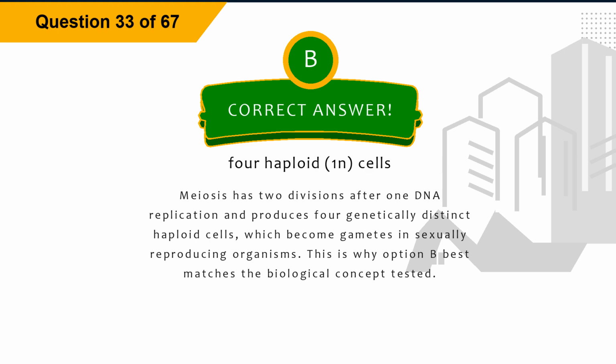Explanation. Meiosis has two divisions after one DNA replication and produces four genetically distinct haploid cells, which become gametes in sexually reproducing organisms. This is why option B best matches the biological concept tested.